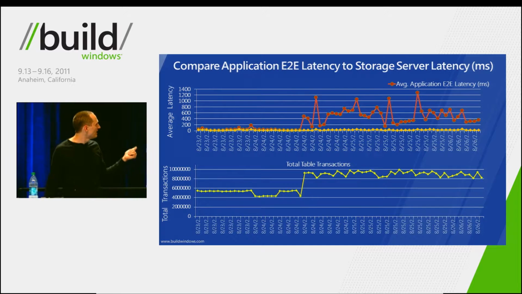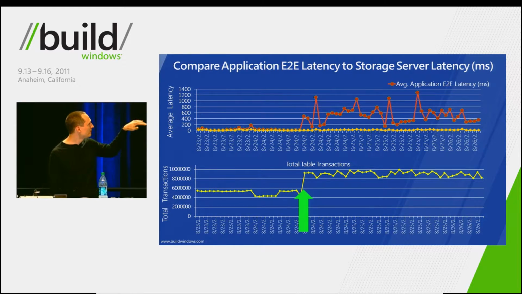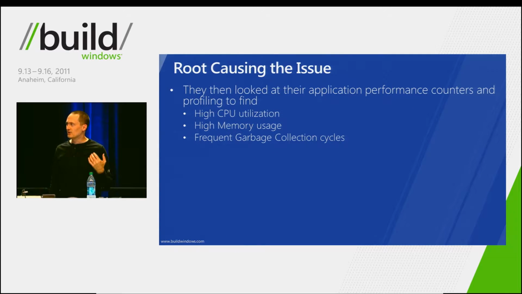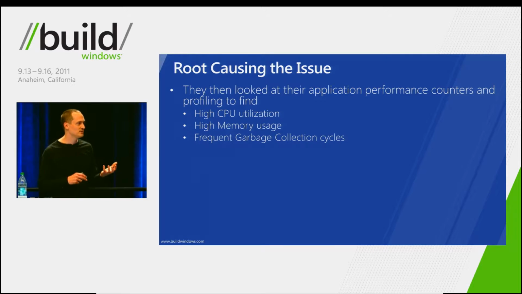So here we have, at this point in time, the load in terms of requests that their application is generating against the storage system went up about double. But as you can see from the top, with the yellow or gold line there, the server latency is just fine. So still, there's something going on with the application. So then they looked at their application logs and their application performance counters, and they saw that they had high CPU utilization, high memory usage, as well as their VM was actually doing a lot of GC cycles.